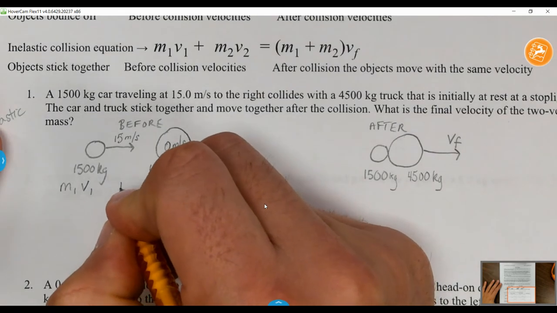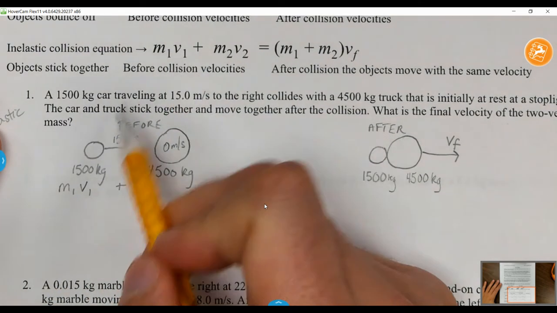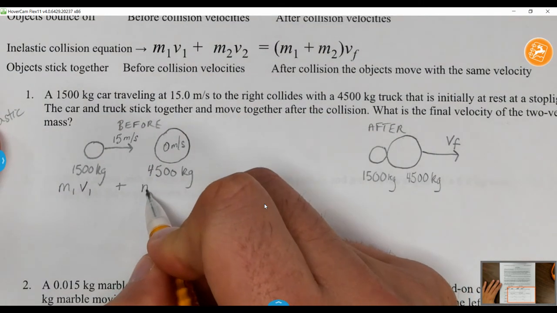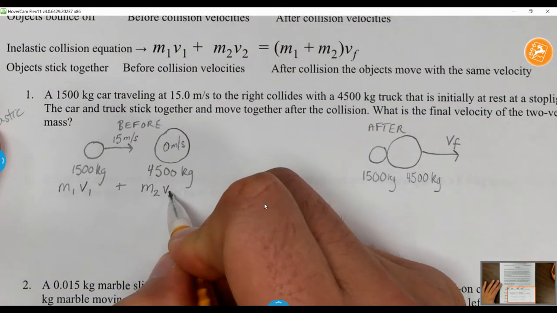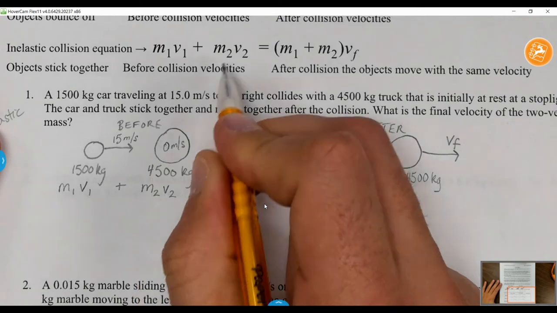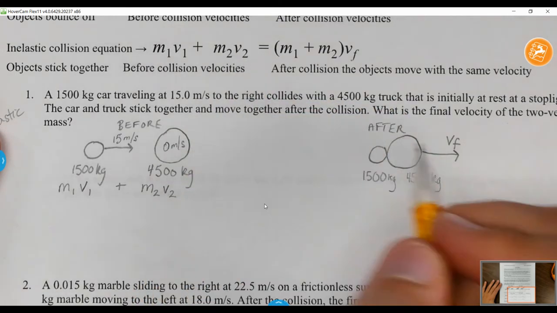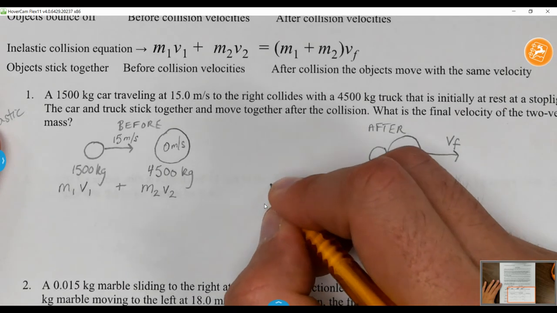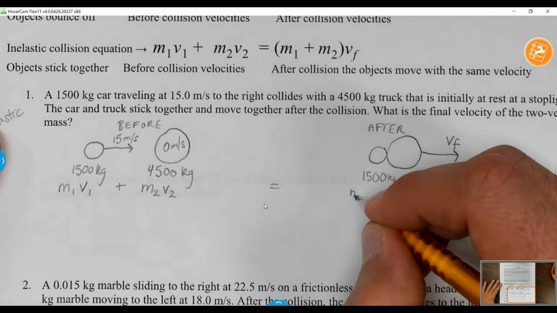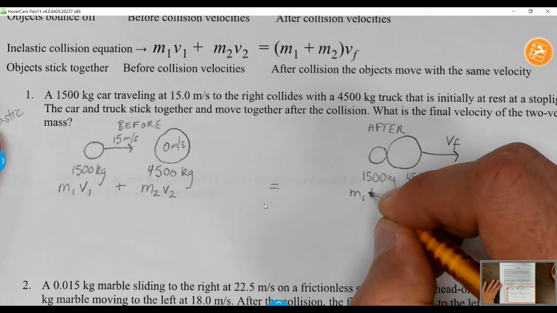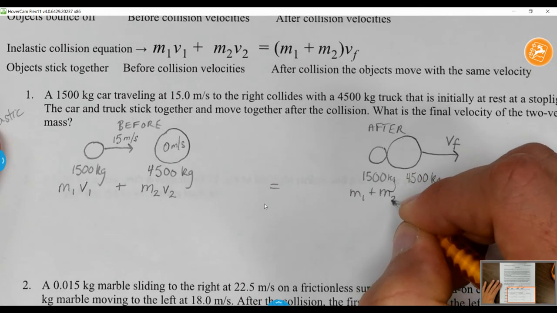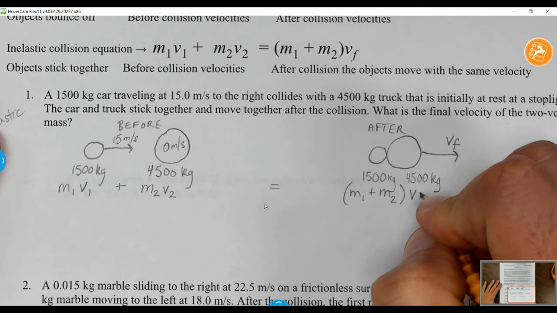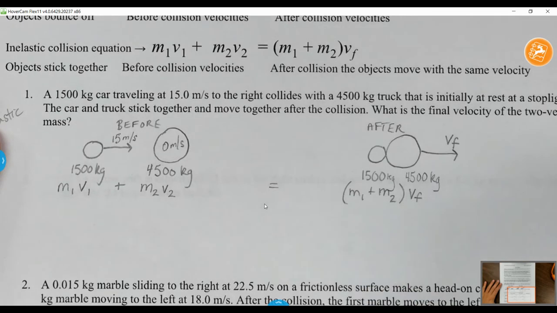which is the momentum of the first object, plus M2 V2, which is the momentum of the second object, equals M1 plus M2 times VF.